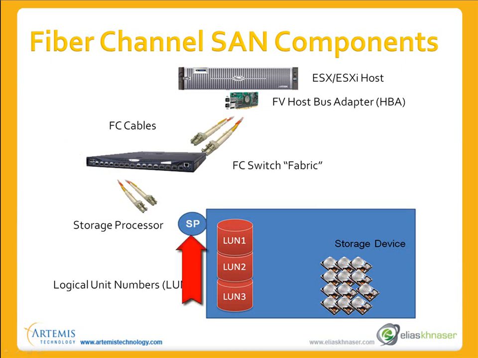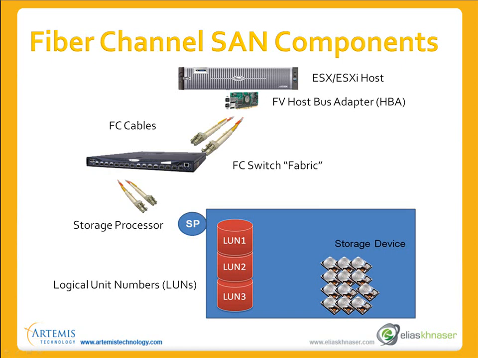The third piece is storage processors. Storage processors are the front end to the physical devices or the LUNs. They connect these LUNs or disk arrays to the HBAs either directly or through a fiber channel switch or the fabric. So again, the fiber channel switch or the fabric is what connects the HBA to the storage processor, which gives them access to the LUN and to the disk arrays.